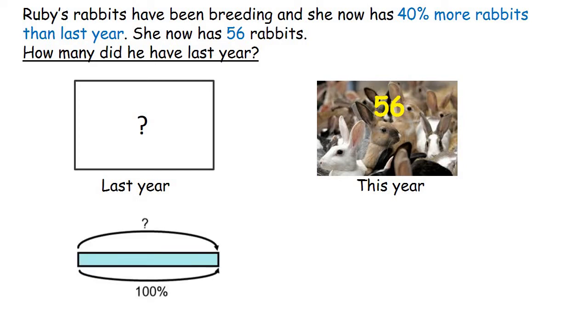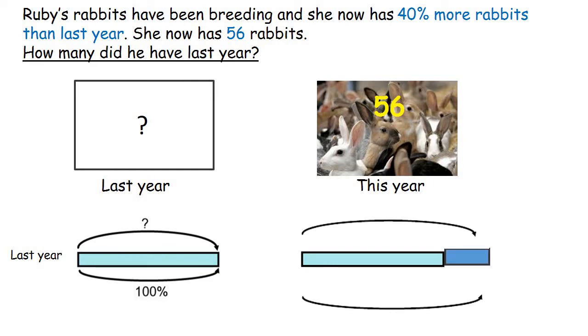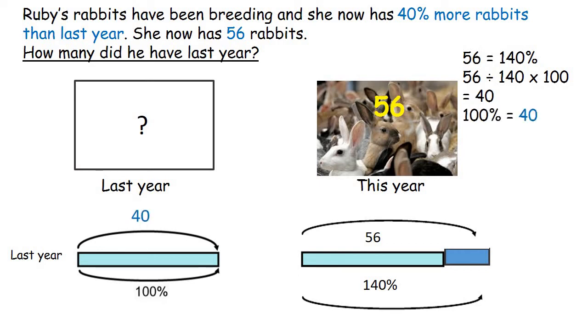As I said, the original amount is 100%. Ruby's got 40% more rabbits now, so we're going to add on 40% to our 100%, which gives us a total of 140%, which we know is equal to 56 rabbits. Just as we did with the previous question, we want to find 1%, so we do 56 divided by 140 to give us 1%, and multiply by 100 to get the original 100% of 40 rabbits. Okay, and there we go. She had 40 rabbits the previous year.